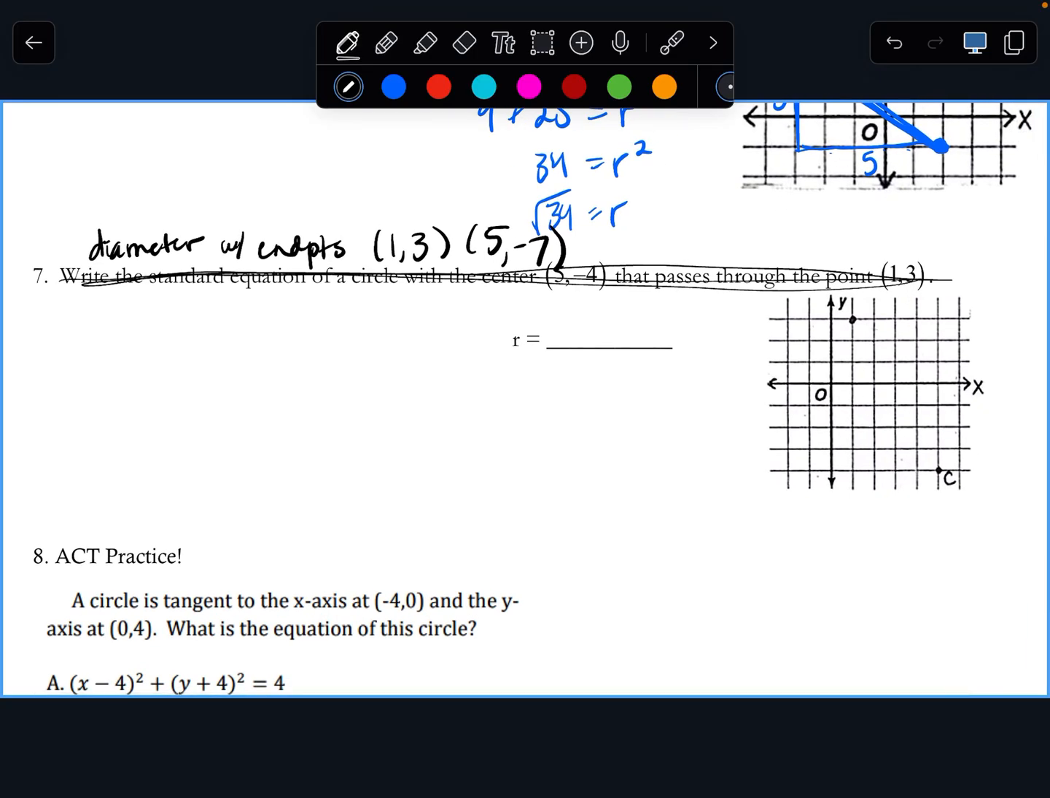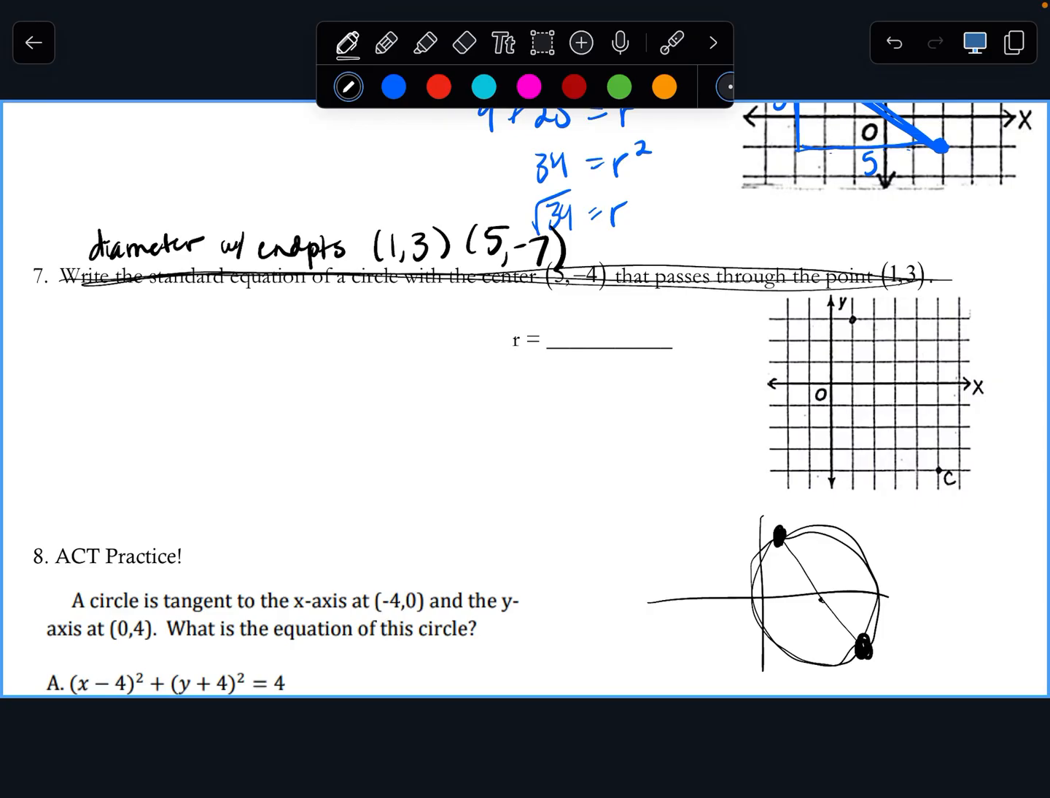Okay, so let's just ballpark this thing. 1, 3 would be about there, and then 5, -7 would be somewhere over here. This is a diameter. This is a really janky graph, but just go with it, okay? So that's essentially what you're given. You're given this and this, okay? So you have nothing. You have no center. You have no radius. Yay.